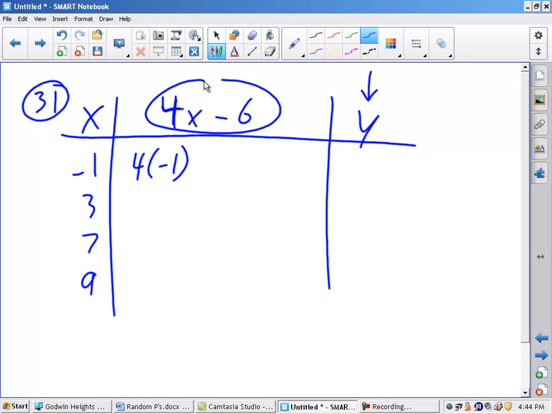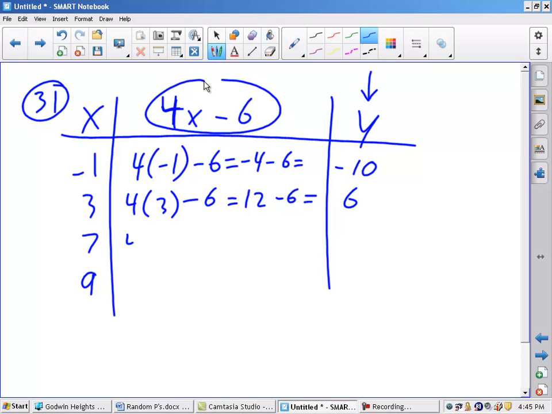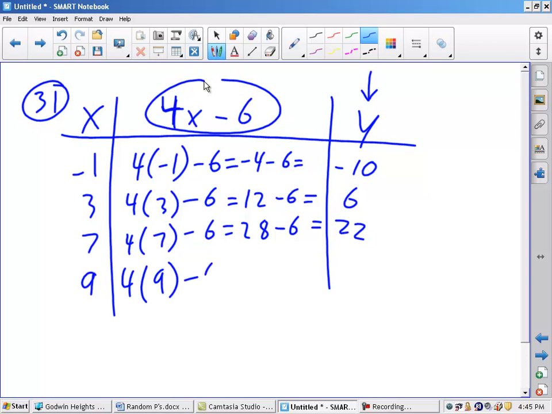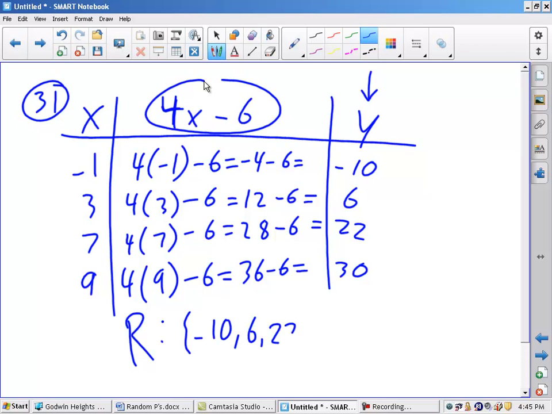I do 4 times negative 1 minus 6. That's going to give me negative 4 minus 6, which gives me negative 10. I then have 4 times 3 minus 6. That gives me 12 minus 6, which gives me positive 6. I then take 4 times 7 minus 6. That gives me 28 minus 6, which gives me 22. I then have 4 times 9 minus 6, and that gives me 36 minus 6, which gives me 30. Those are all my range values, but then what I need to do is list out my range in appropriate set notation, which gives me negative 10, 6, 22, and 30.